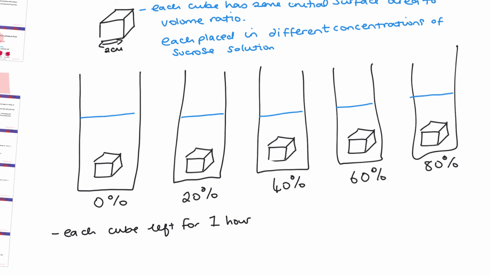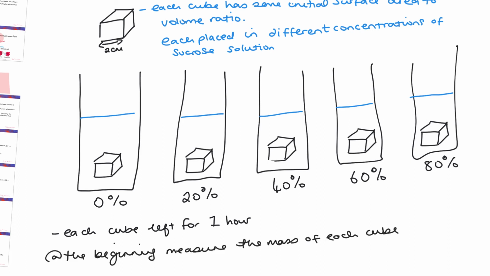In this experiment, the student is trying to determine how much water enters or leaves the cells of the potato. And she'll do that by determining how the mass of the potato changes. So at the very beginning, she would measure the initial mass of each cube. Over the course of the hour, water will either enter the potato cube or leave the potato cube, depending on in which direction the concentration gradient is. Just take a minute to guess in which cubes you think water will enter and in which cubes you think water will leave.